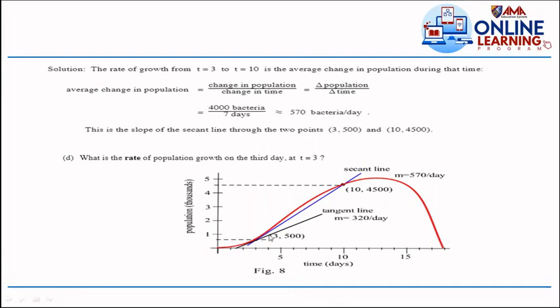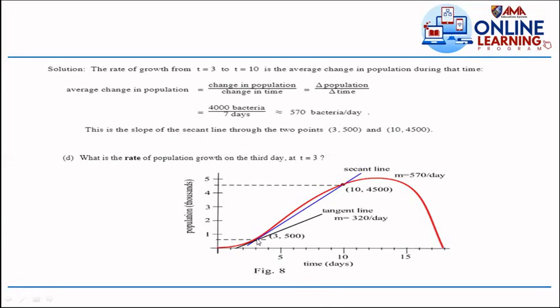Pero pag titingnan po natin yung secant line po natin, it's only a good approximation, no? Hindi niya tinutumbok yung function natin na kulay red. Doon sa growth rate po natin. Okay? So we are looking for the tangent line. So dito, what is the rate of population growth on the third day at t is equal to 3 days? Ito. Ano yung population growth niya on the third day?